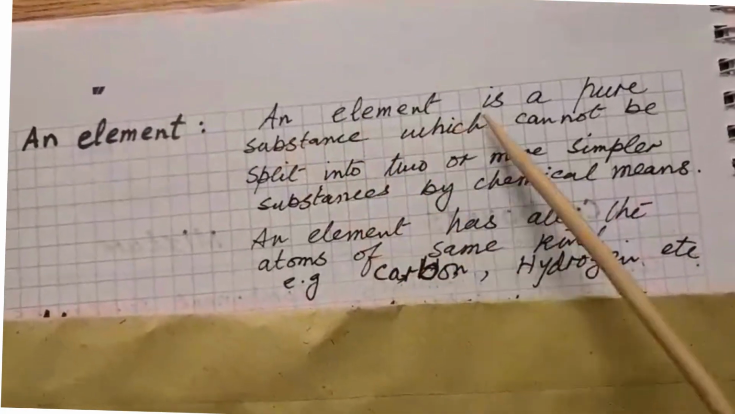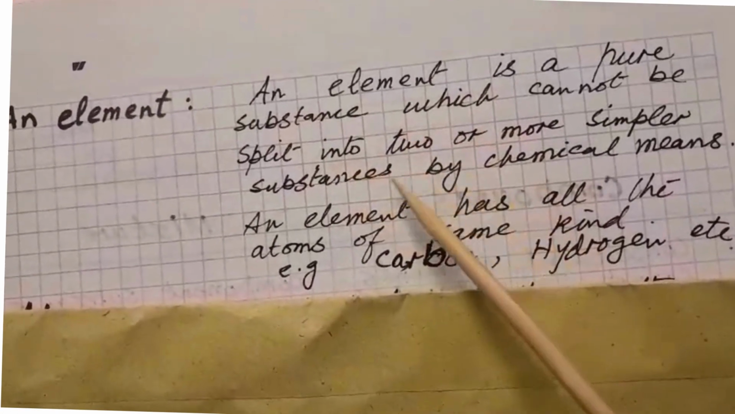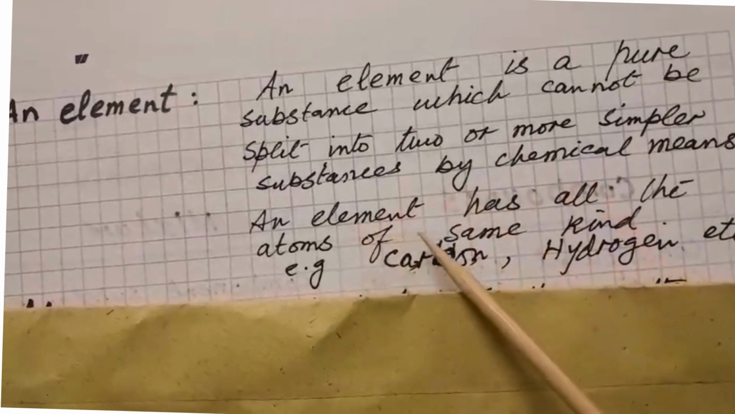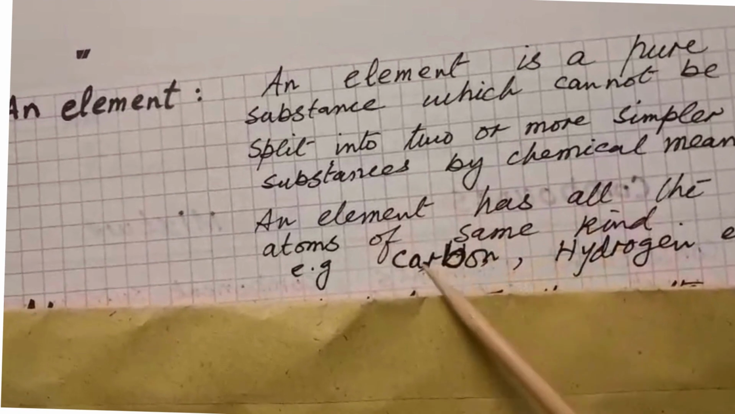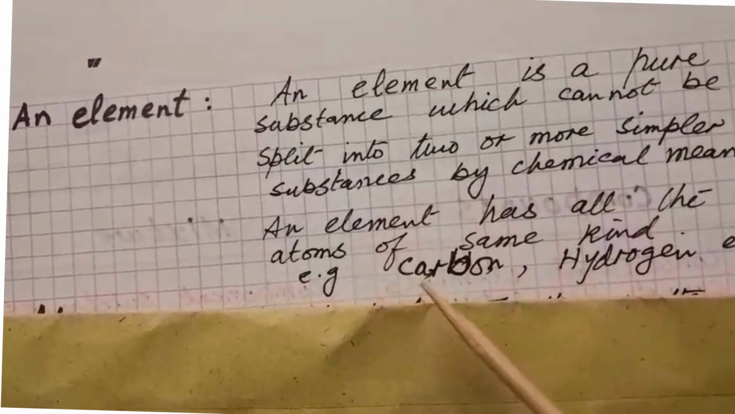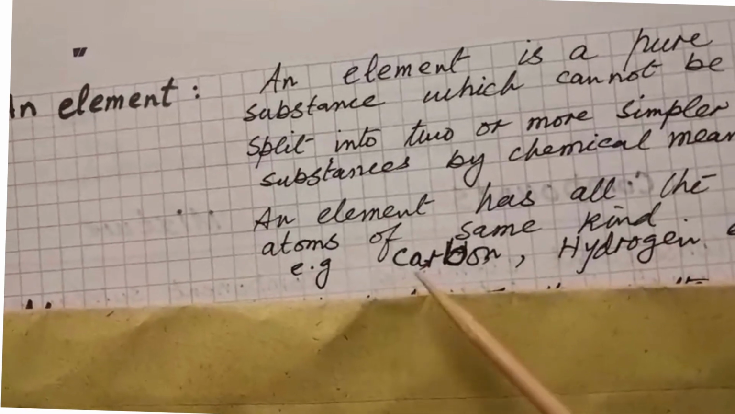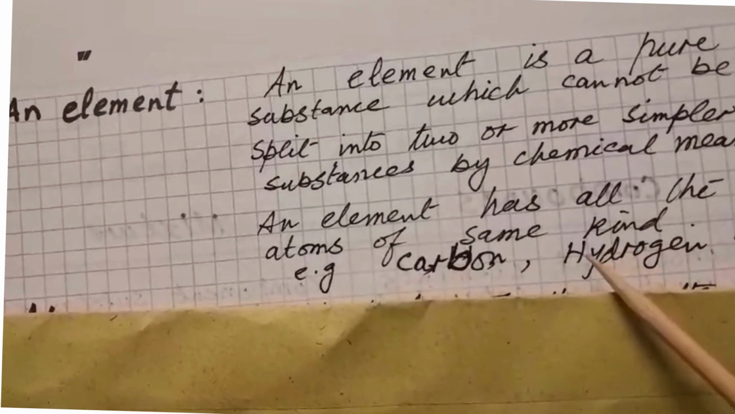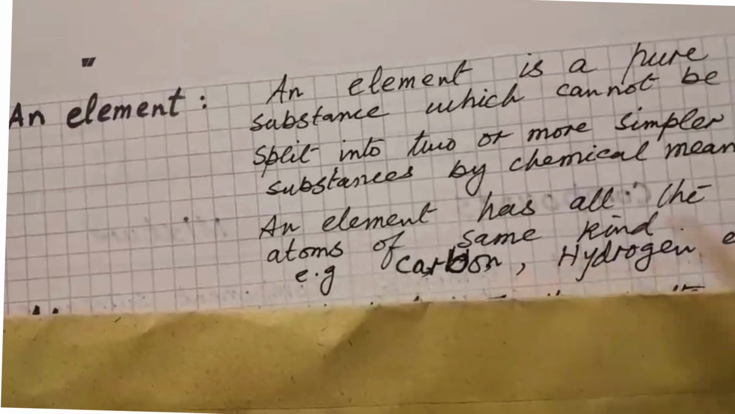An element is a pure substance which cannot be split into two or more simpler substances by chemical means. An element has all the atoms of the same kind. There are 92 naturally occurring elements and each has been given its own symbol. For example, carbon, hydrogen, oxygen, nitrogen, these are all elements and they have their own symbols.